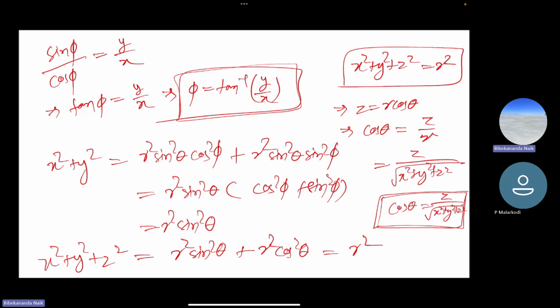Question number 8 says an operator minus d by dx square operates on an eigenfunction phi of x equal to A e to the power ix, where i is the root of minus 1 and A is a constant. What will be the eigenvalue? Options are option A 0, option B 1, option C A, and option D A square.